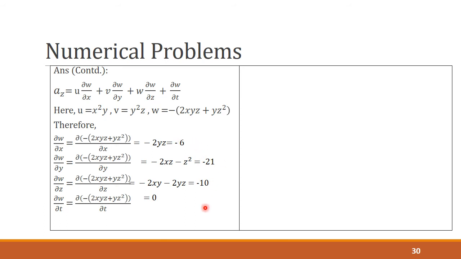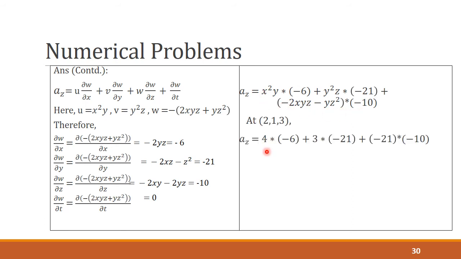So the numerical values are already known, and u, v and w numerical values are also known to us. Or we can substitute x squared y as 2 squared into 1, v would be 1 squared into 3, and w correspondingly, so that we can simply multiply numbers instead of multiplying polynomials and making careless mistakes. So az would be x squared y into minus 6 plus y squared z into minus 21 plus minus 2xyz minus yz squared into minus 10. Substituting at the point 2, 1, 3, az would be 4 into minus 6 plus 3 into minus 21 plus minus 21 into minus 10, which would come to 123 units.